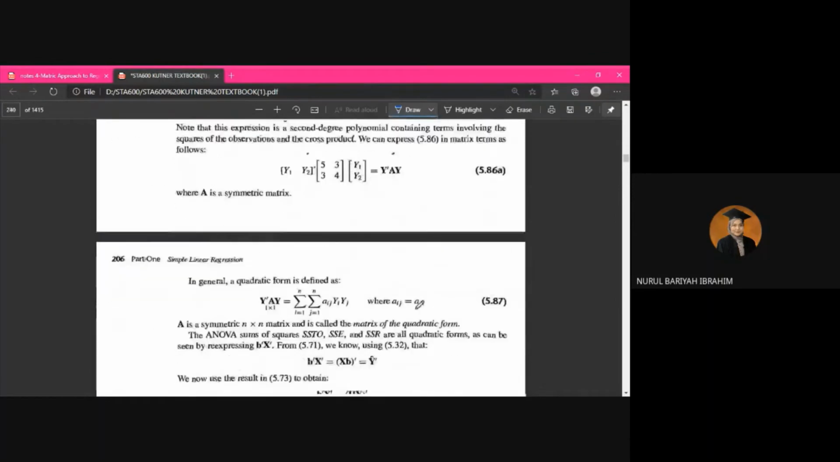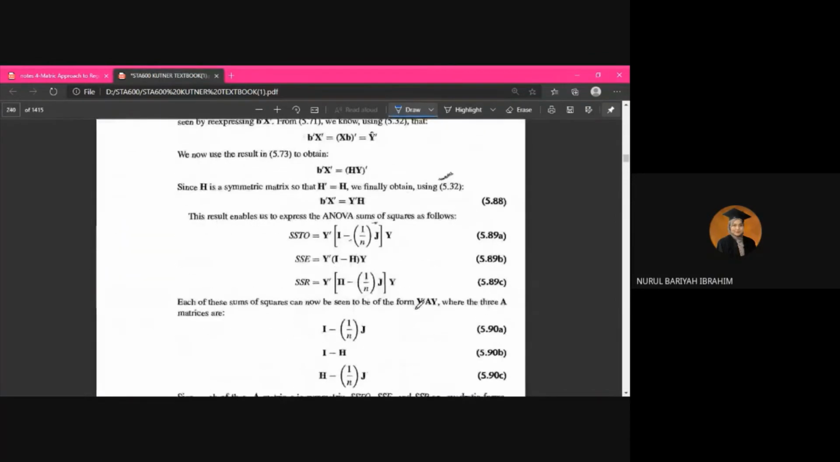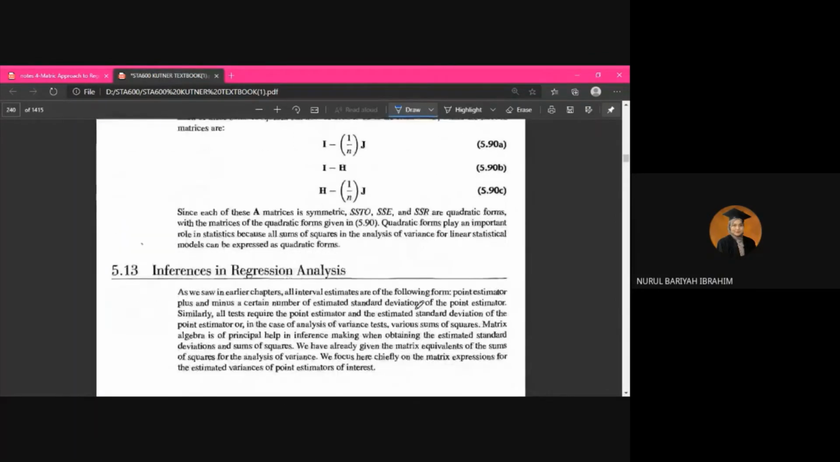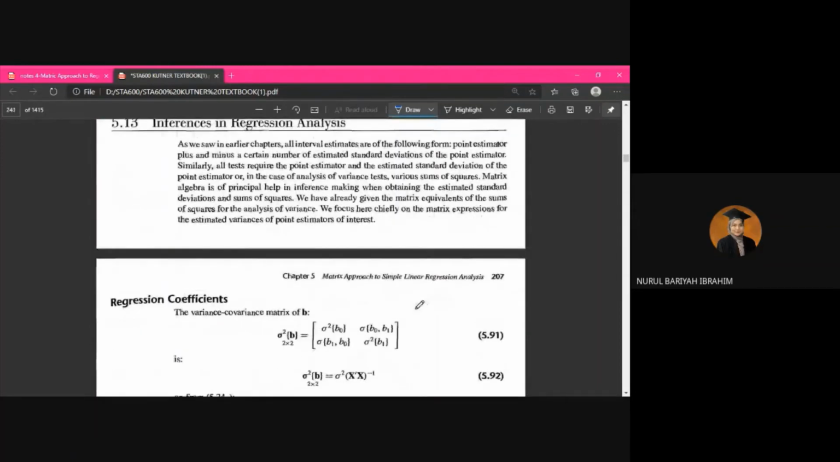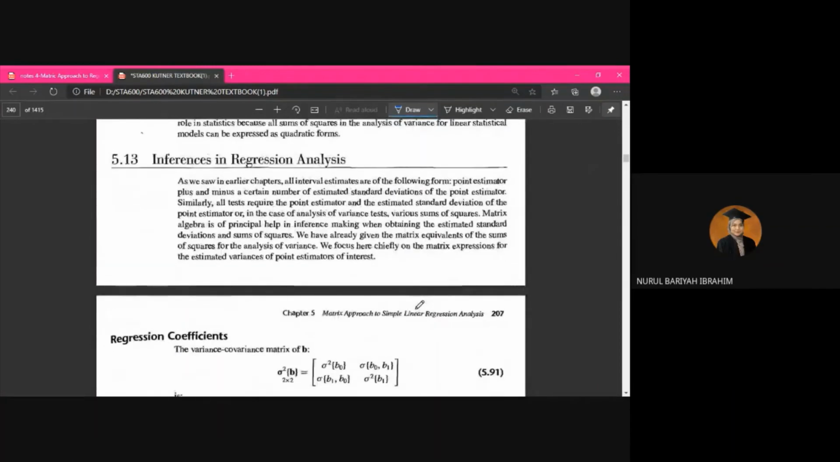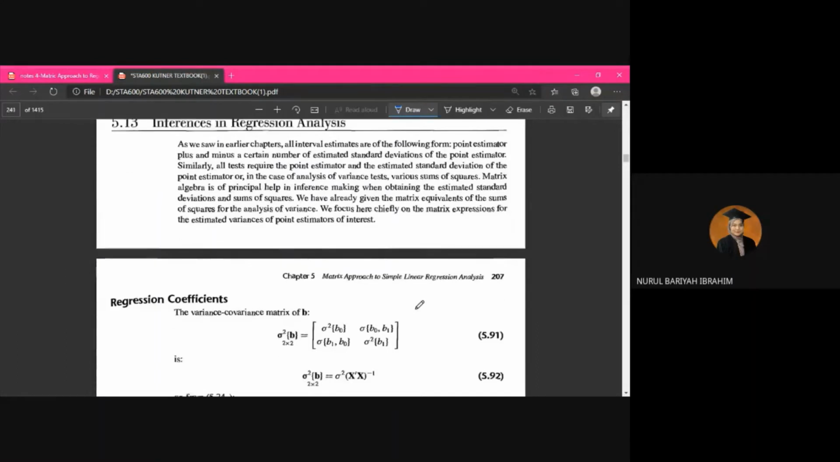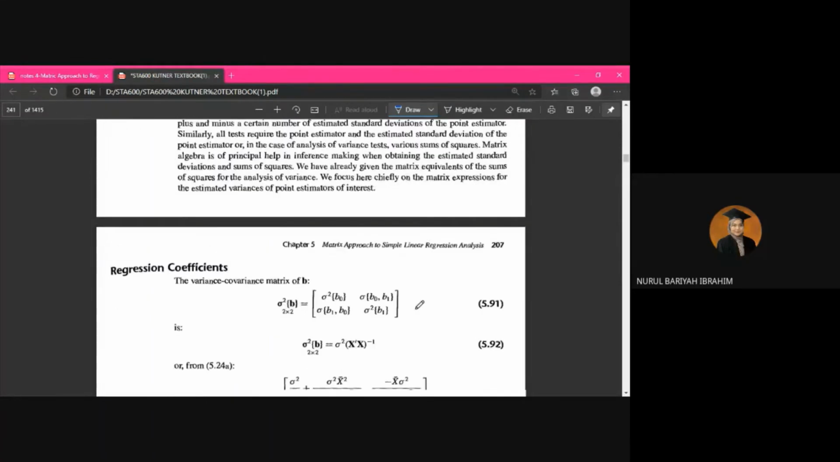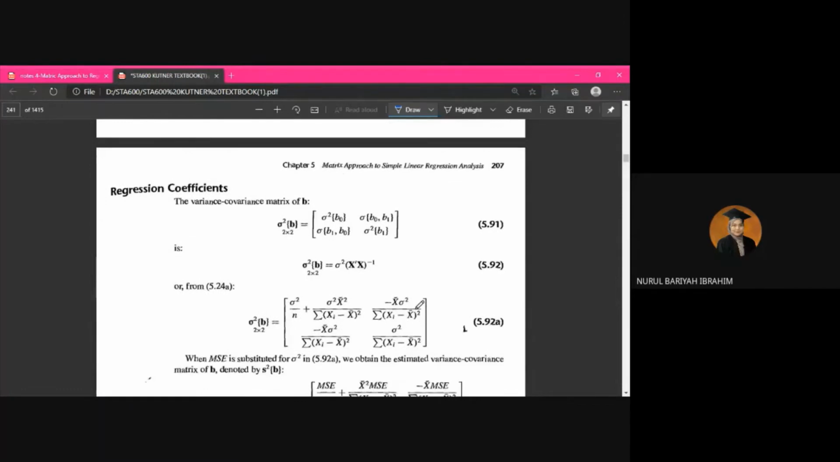Okay, so as usual, to build the ANOVA table, we should have the degrees of freedom. You already know how to find the degrees of freedom, and lastly you will have the value of the F statistic in order to test whether our model is significant or not. We will use that. Okay, and then the next one is how to find the variance covariance matrix.